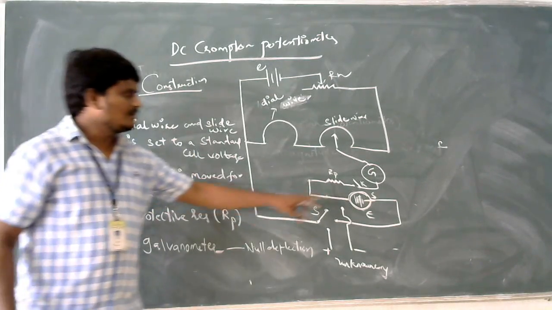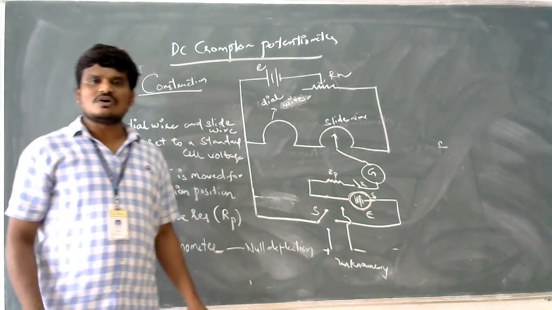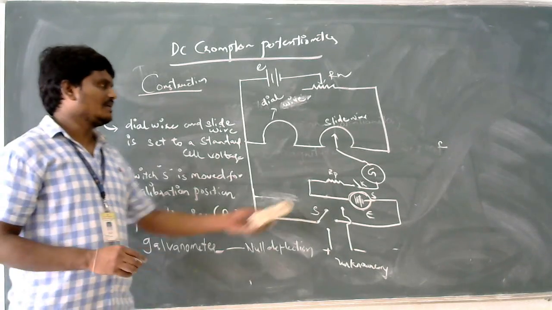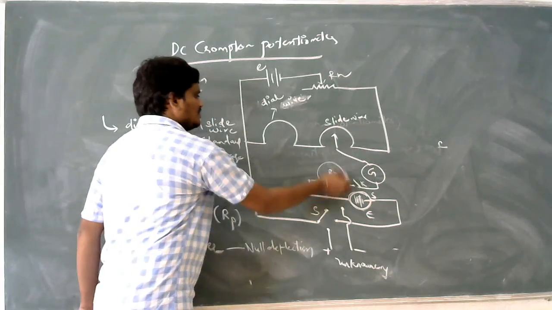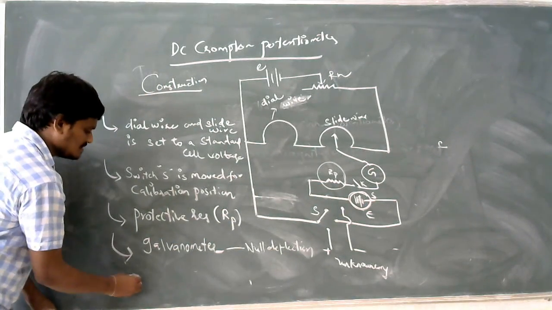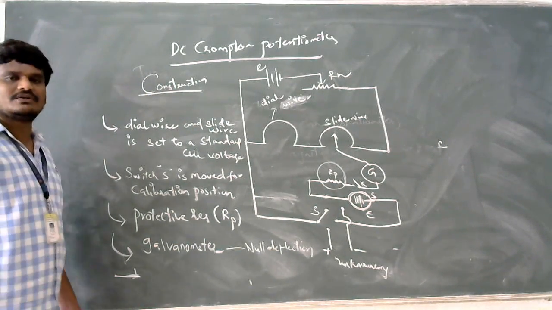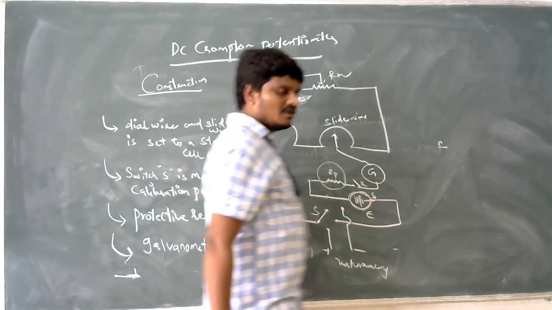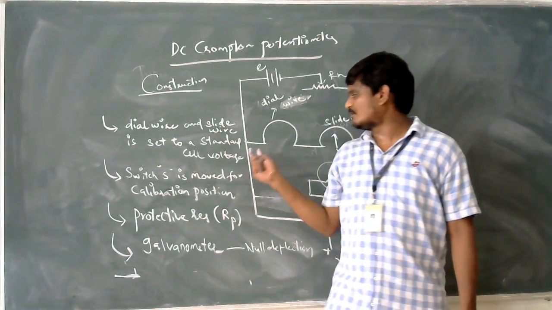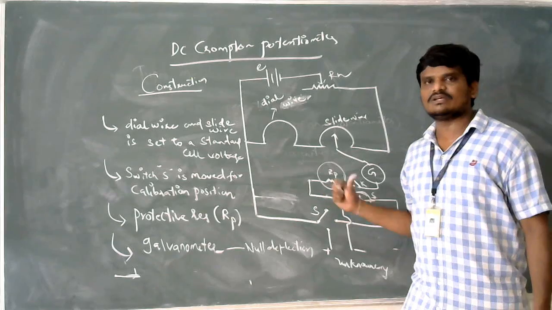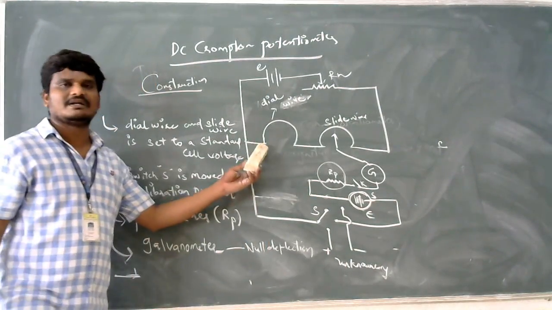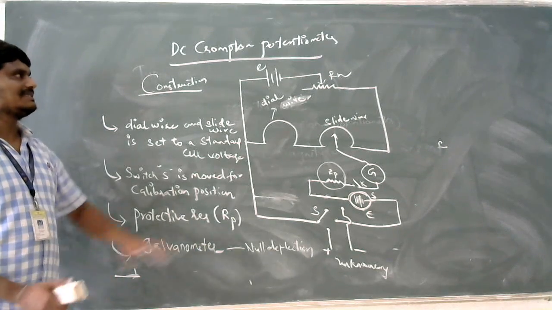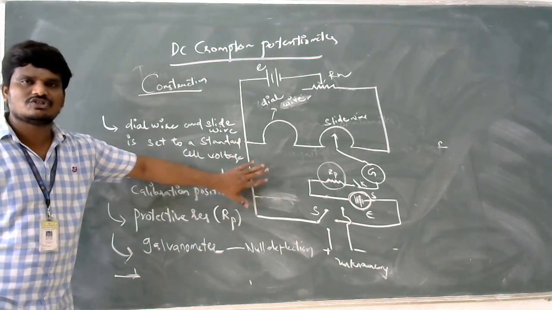Now here I am using a protective resistance. So if I want to make use of the galvanometer to show the null deflection value, the protective resistance connected before the galvanometer will be short circuited, and you make the potentiometer a standardized one. Now the standardization of the DC Crompton potentiometer is done.